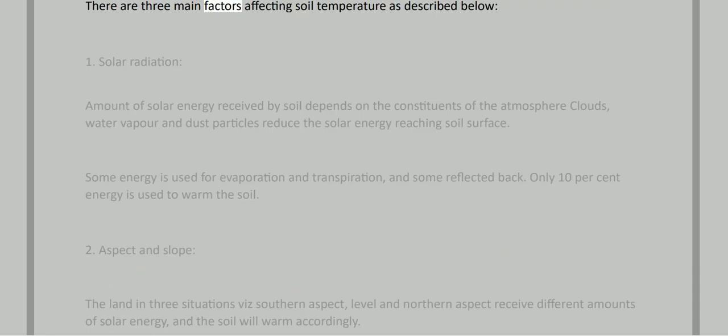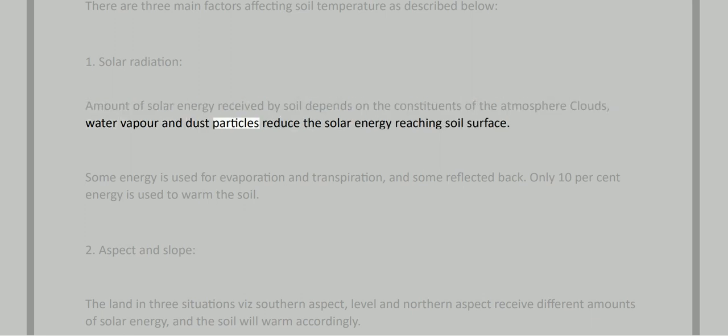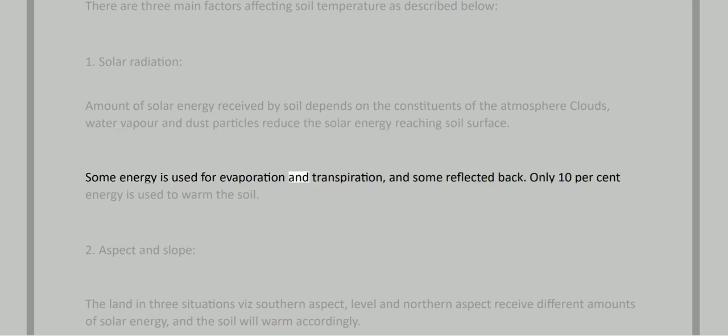Factors influencing soil temperature. There are three main factors affecting soil temperature as described below. 1. Solar radiation. The amount of solar energy received by soil depends on the constituents of the atmosphere. Clouds, water vapor and dust particles reduce the solar energy reaching the soil surface. Some energy is used for evaporation and transpiration, and some is reflected back. Only 10% of the energy is used to warm the soil. 2. Aspect and slope.